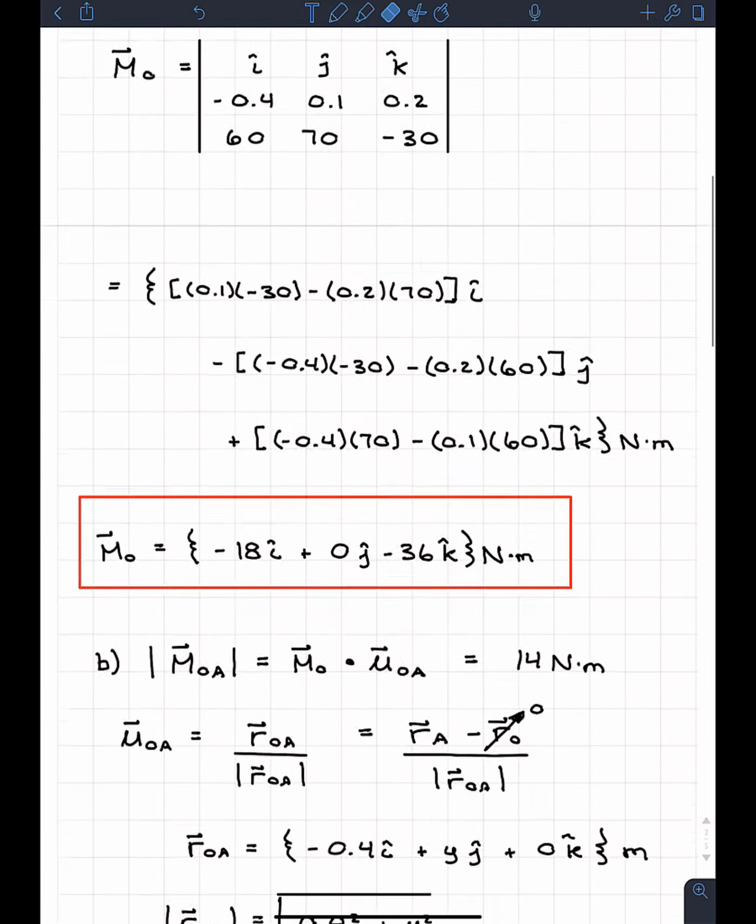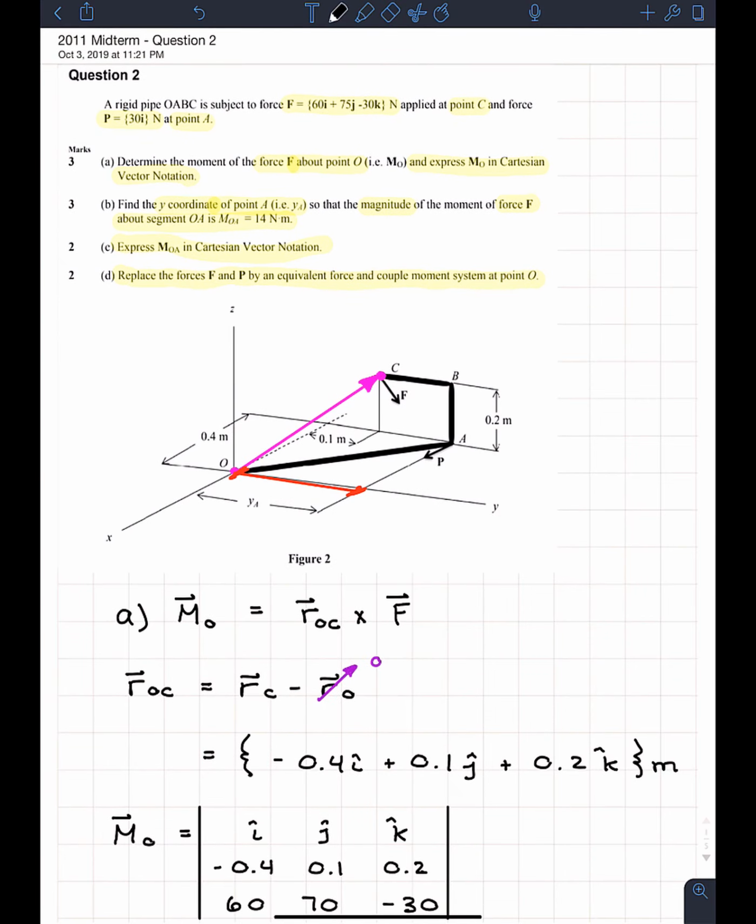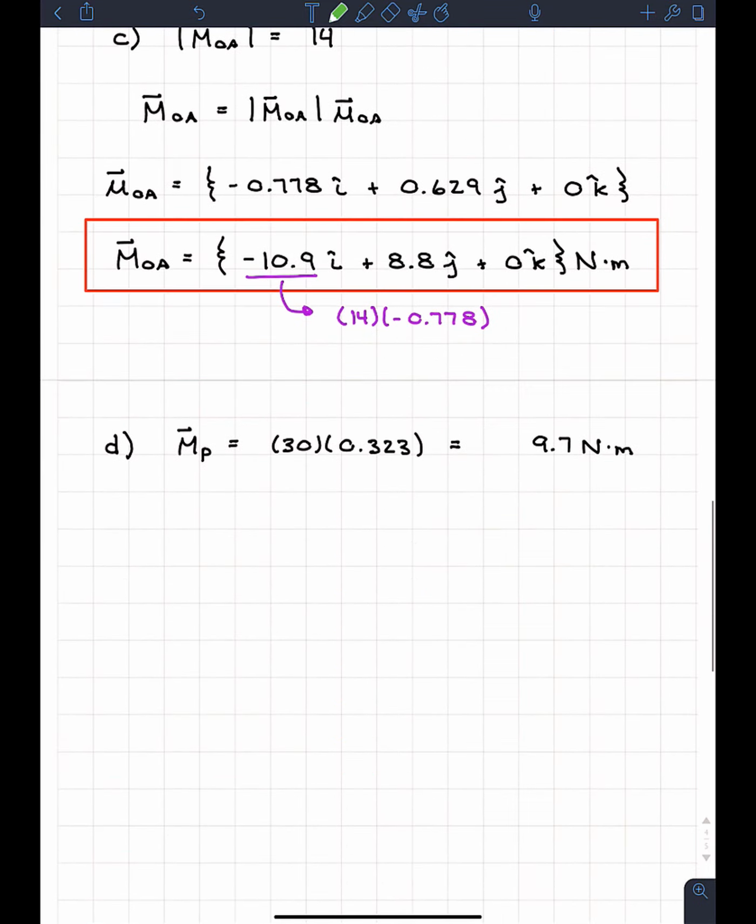Then you have to ask yourself, is this going to create a positive or a negative moment? If you look at force P, we can see it has a tendency around the z-axis, which is a clockwise rotation. Therefore, this will actually be negative, so negative 9.7. Again, we want it as a Cartesian vector so we can add it with the other one. It's going to be 0i plus 0j, and finally negative 9.7k, in units of newtons times meters.